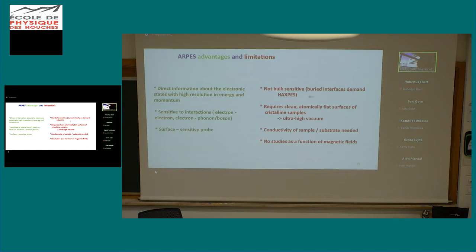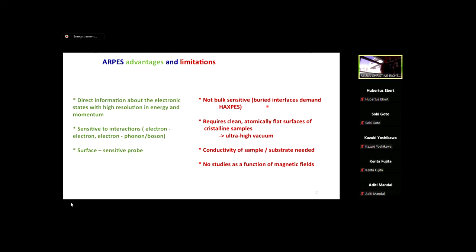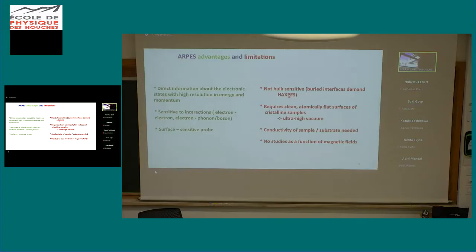If you want to look at buried interfaces, then you may want to use, for example, HAXPES. I've shown you in the graph before. HAXPES is hard X-ray photoemission spectroscopy, and because of the high energy, you're more bulk sensitive, you go deeper into the material. So then we've seen that ARPES requires a very clean, atomically flat surface of the monocrystalline samples, so you need ultra-high vacuum, and this is of course a requirement which demands some heavy instrumentation.